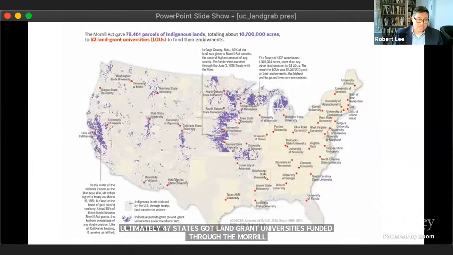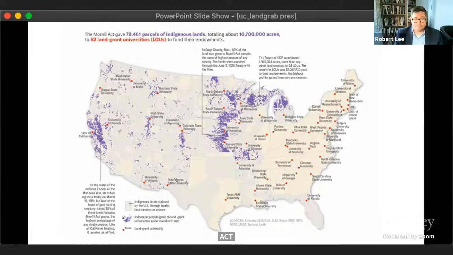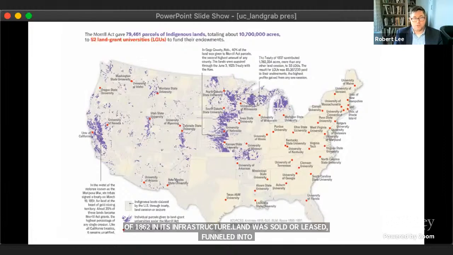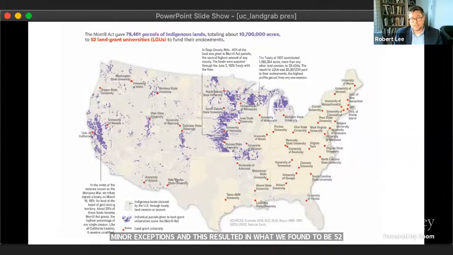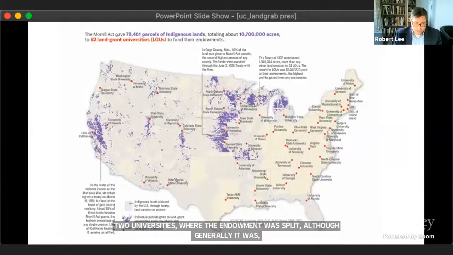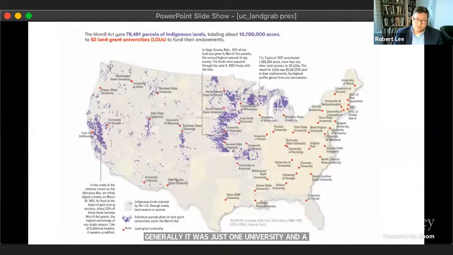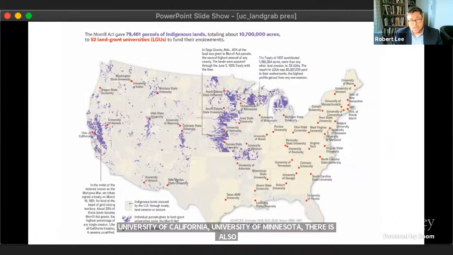This land was sold or was leased, funneled into endowments that had to be kept intact, and the earnings could be used to fund operations of universities, with some minor exceptions. And this resulted in what we found to be 52 universities across the United States. So there's 47 states. There's 5 states where there's 2 universities where the endowment was split, although generally it was just to one university in a state. Most of these are public universities, University of California, University of Minnesota. There's also some private universities, Cornell, MIT.